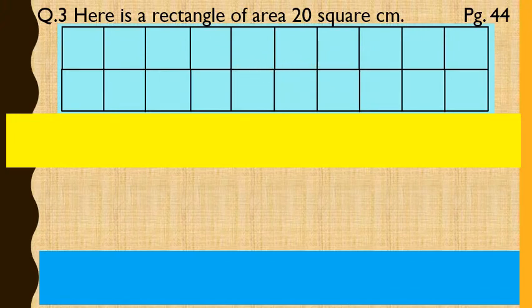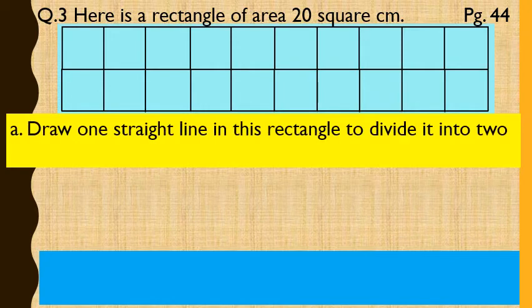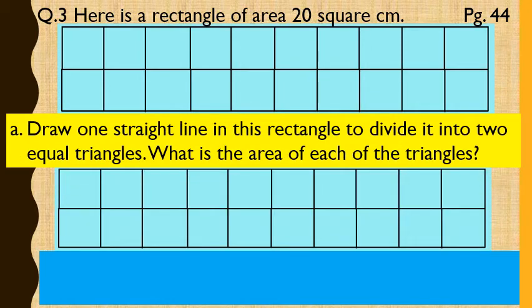Since the given rectangle occupies 20 complete squares, the rectangle has an area of 20 square centimeter. Draw one straight line in this rectangle to divide it into two equal triangles. What is the area of each triangle?